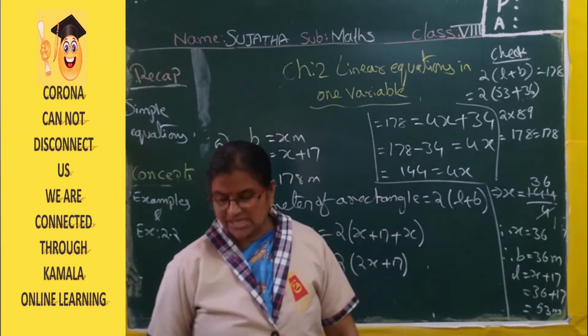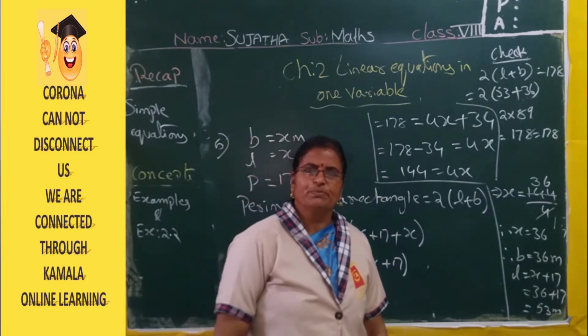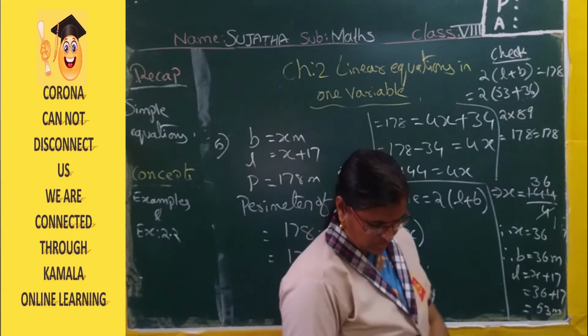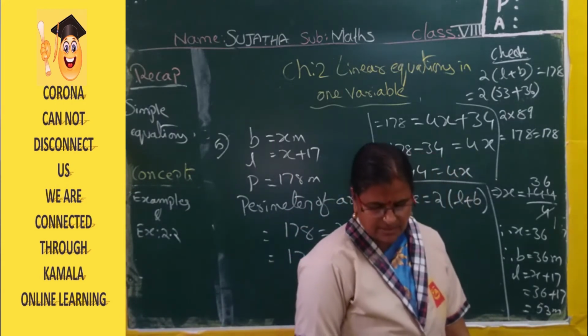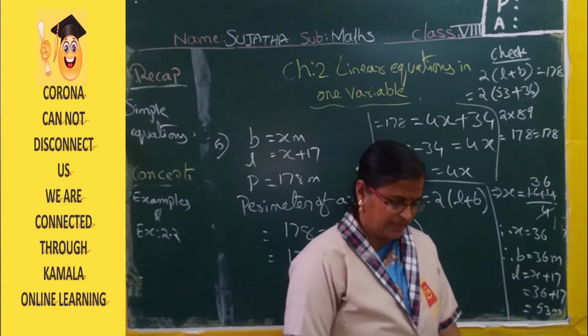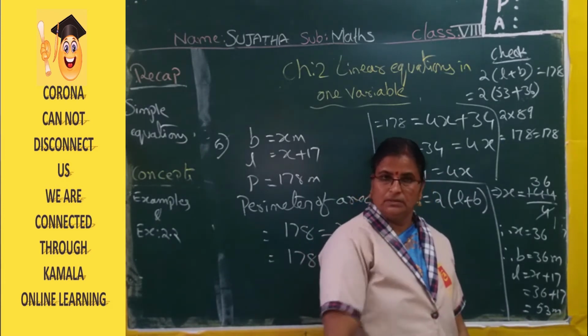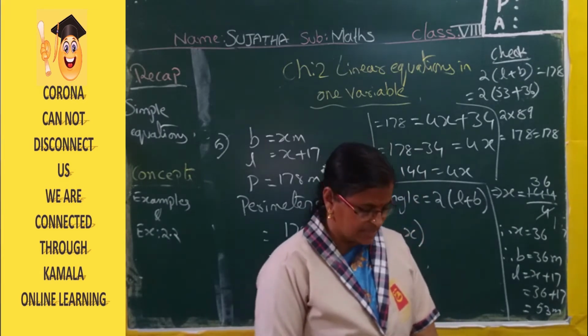Understood? Now exceeds means plus, reduced means minus. That is the only concept we have to take. Now what is the seventh one? The seventh one is important in my example. It is the same related sum that is also given in the exercise.